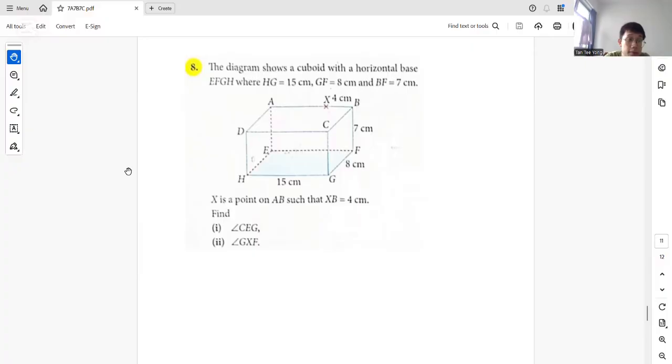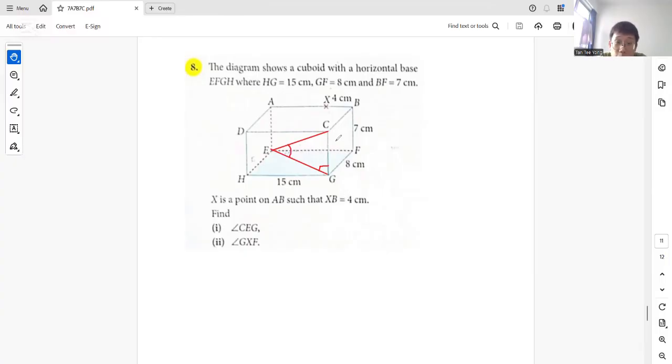So CEG is here. Okay, so that means we are going to draw a triangle like that. Let me just draw lines. So CEG angle here, and then this is supposed to be 90 because this is a vertical height. And EG is on the horizontal plane. All right, so the first thing we've got to find is EG.